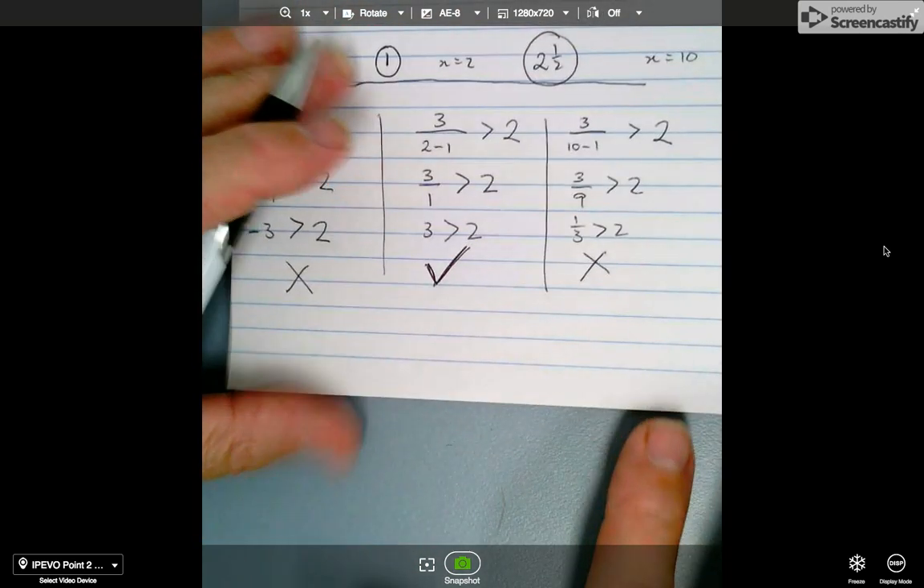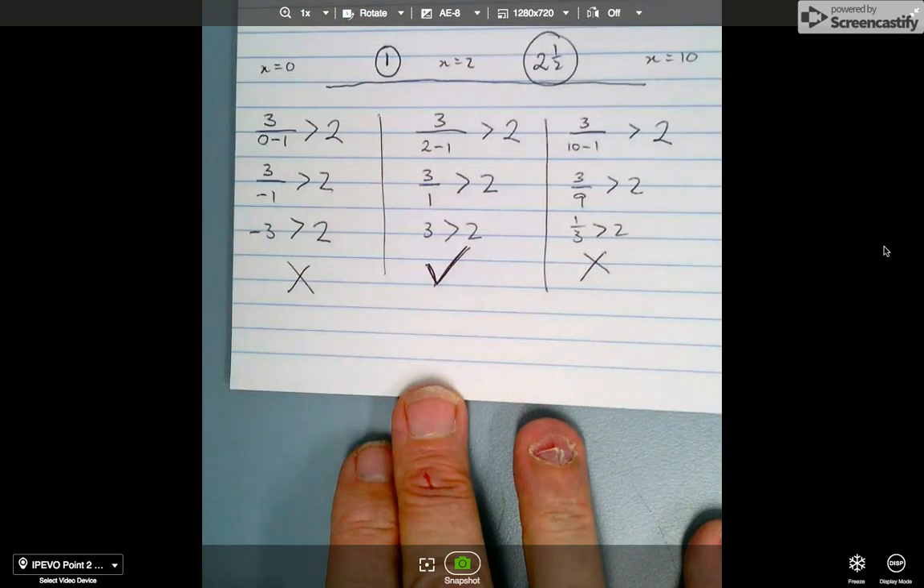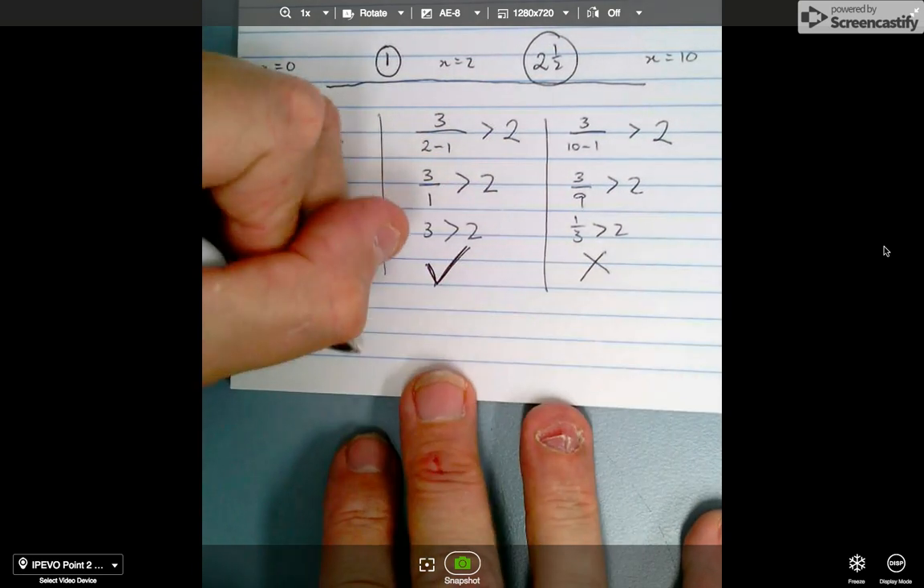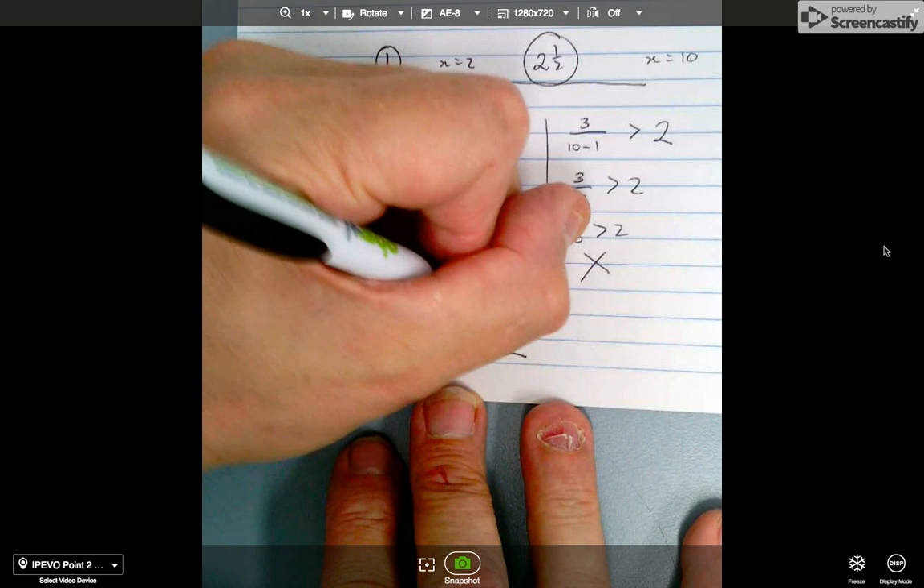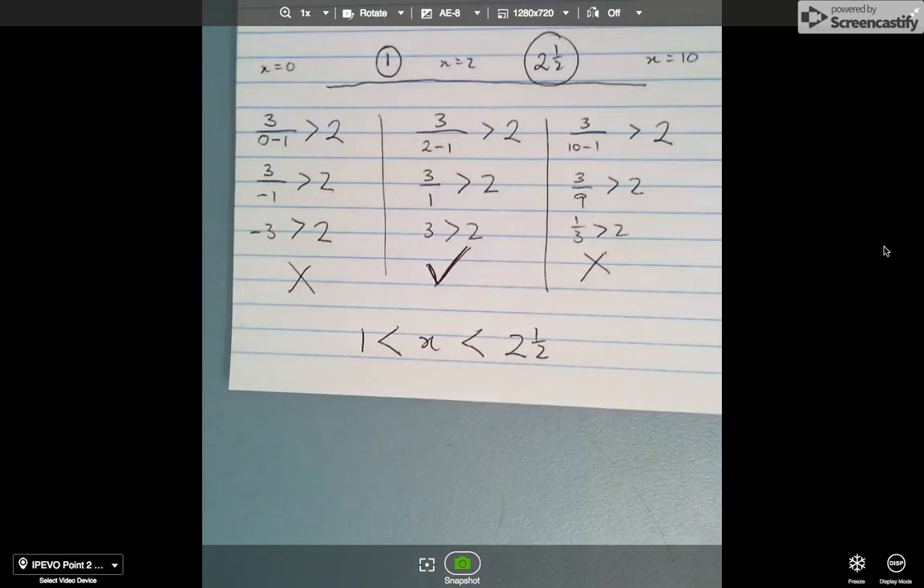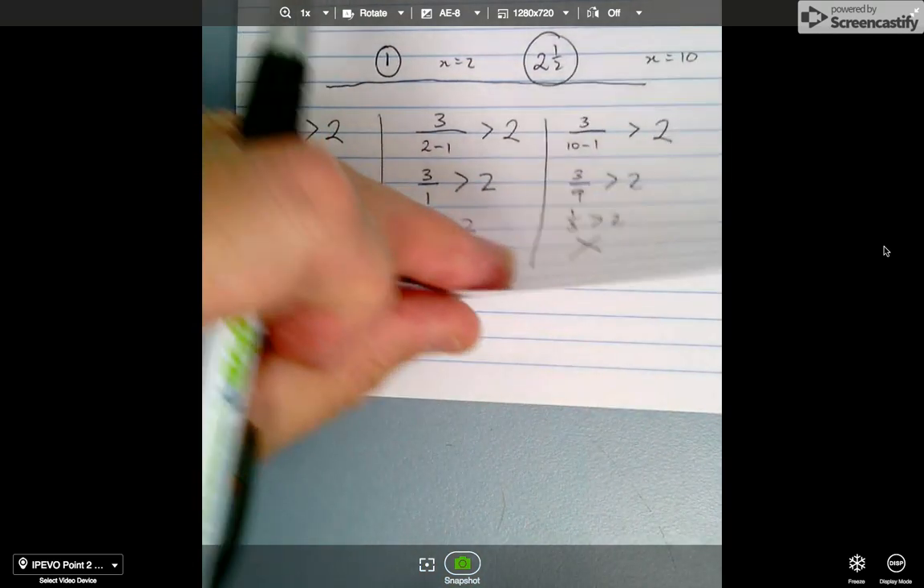So what we end up with is it's between 1 and 2.5. So we write that 1 is less than x is less than 2.5. And there's the first one done. That was a nice simple one. Let's make it a little bit more complex.